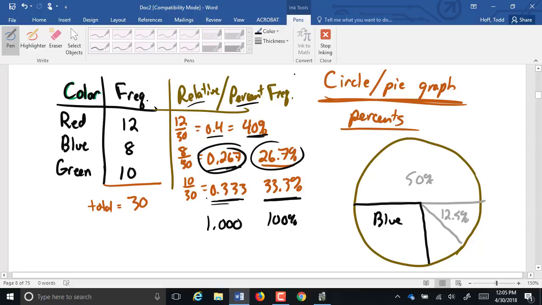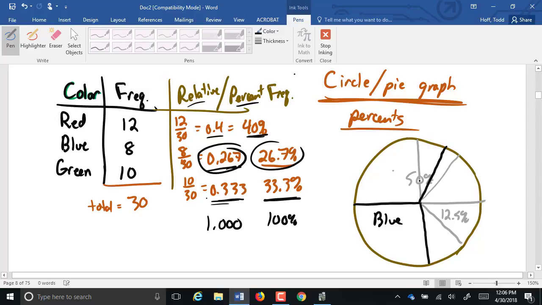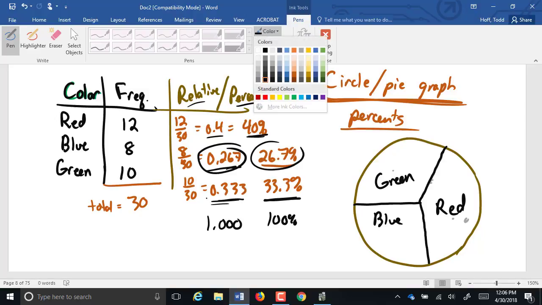The green is 33.3%. That's exactly 1/3 of a circle. If I put that would be 25%. Half would be 37.5%, 25 plus 12.5. So I know it's a little less than that. So somewhere in there. So divide up. That is going to be 33%. That is the green. And of course, the rest of this is going to be the red. And for our purposes, that is good enough as a circle graph or a pie graph.